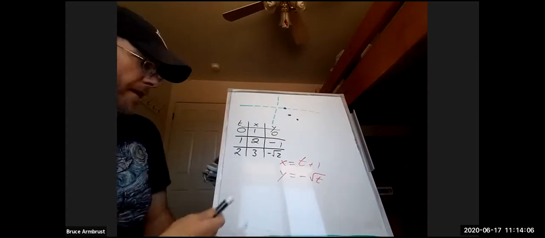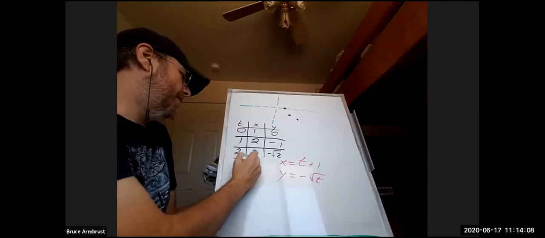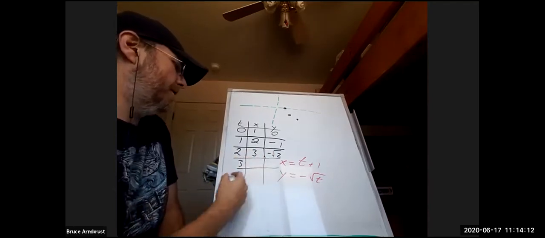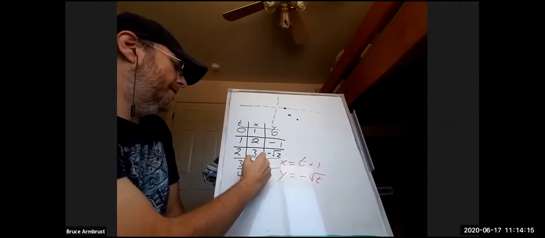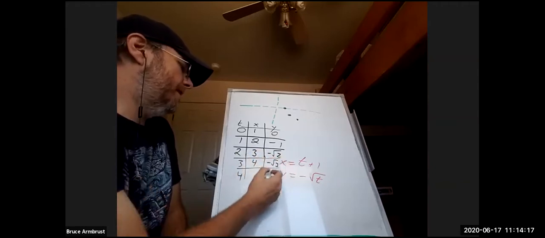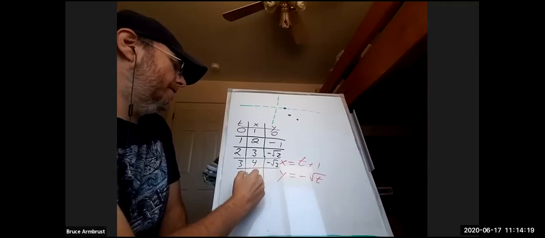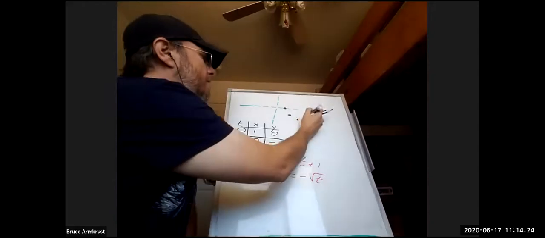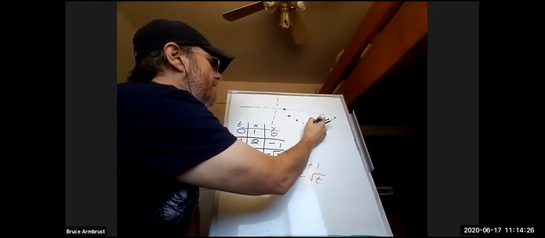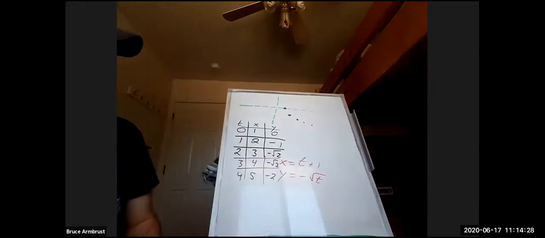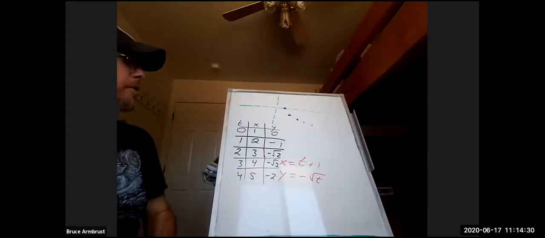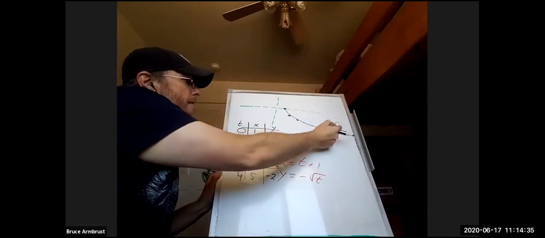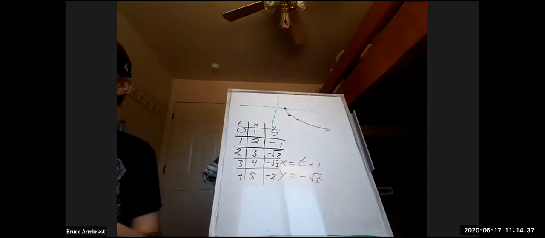And you can plug in 3, and you can plug in 4, and you can plug in 5, and you keep getting a series of points. I'm just going to do 2 more. Let's do 3 and 4. So when t is 3, x is going to be 4, and y will be negative square root of 3. When I plug in 4, x is 5 and y is negative 2. And at this point, we can just connect the dots. And it looks like this is the path.